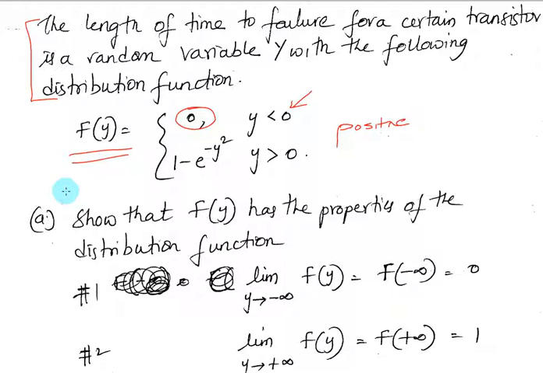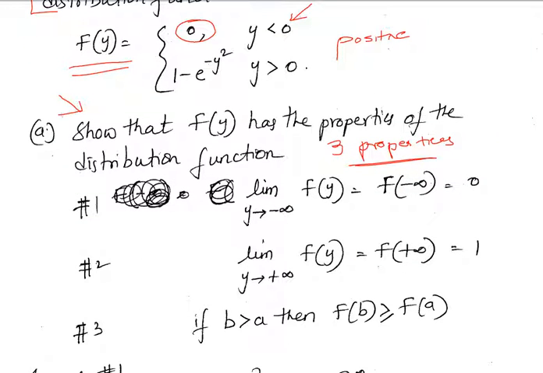And the question here is they are asking us to show that F of y has the properties of a distribution function. And if you recall, we talked about three specific properties of a distribution function, and we need to prove each of these three properties for this problem. The first property is listed here, which is the limit of F of y, where y tends to negative infinity, is equal to 0. And the second one is the limit as y tends to positive infinity of F of y, we need to prove that is equal to 1.